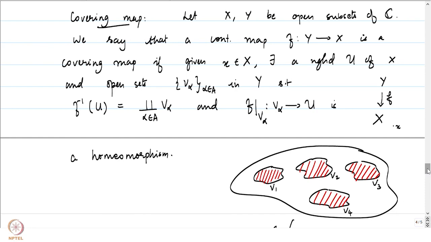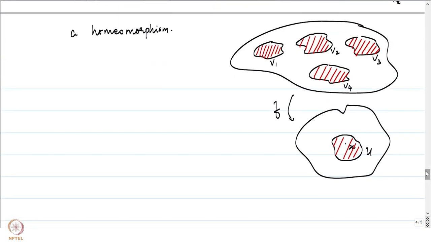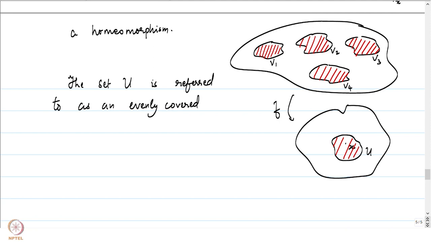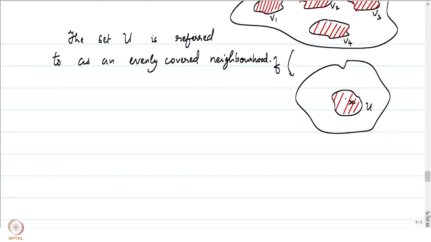Let me go over the content of the definition to pinpoint certain key aspects of such a covering map. The first observation is that given any point Y, we have a neighborhood V alpha of that point Y where F restricted to the neighborhood is going to be a homeomorphism. In particular, a covering map is going to be a local homeomorphism, and the results that we proved in the last lecture will be applicable to such covering maps. Also, this open set U is referred to as an evenly covered neighborhood. The name is motivated from the way it's covered. And before we go further, let's give a few examples.